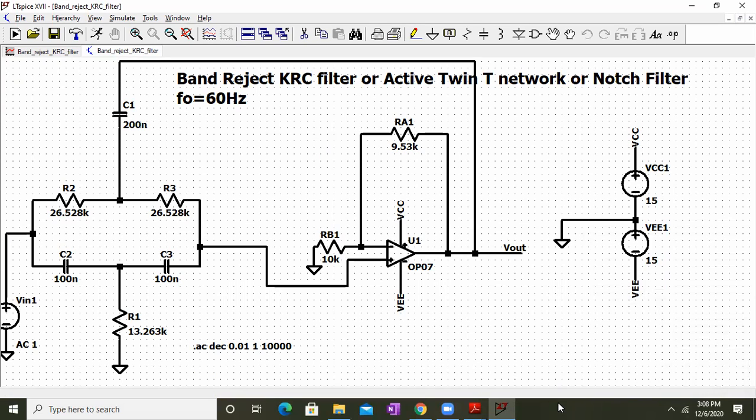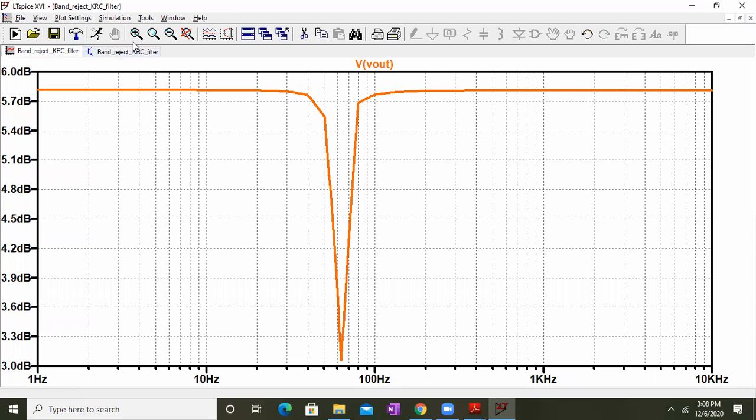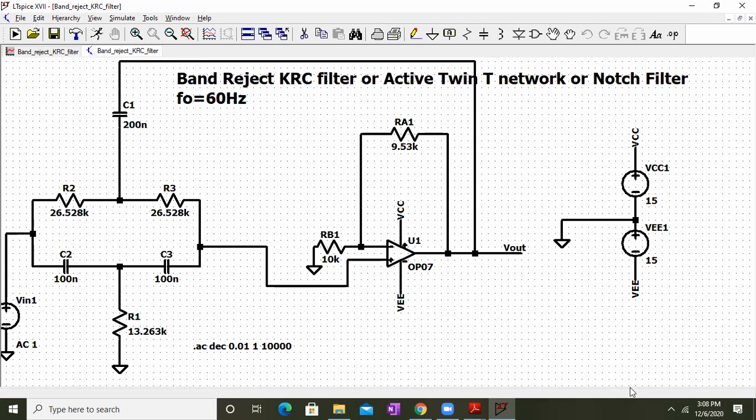Now, the band reject filter is practically used in biomedical applications to remove the 50 hertz or 60 hertz noise signal. So designing such a filter and getting such a response is very, very important. And these are analog filters. Using your resistors and active elements such as opamps, you can build these notch filters very easily with the correct values of R and C in the circuit. This is also called a twin T network, as you can see. Active twin T or band reject KRC filter. It has three names: band reject KRC filter, active twin T network, or notch filter.